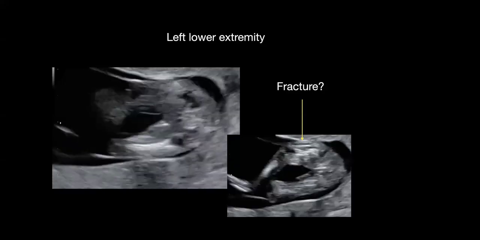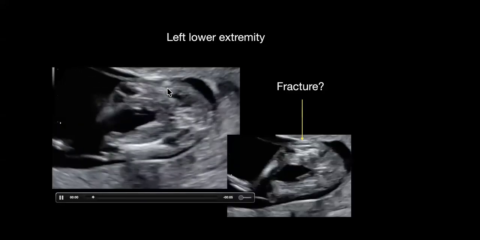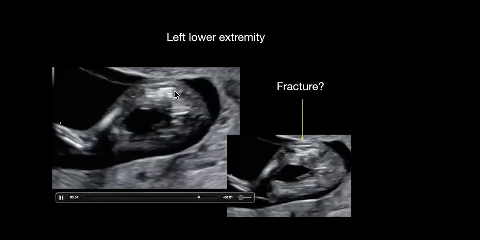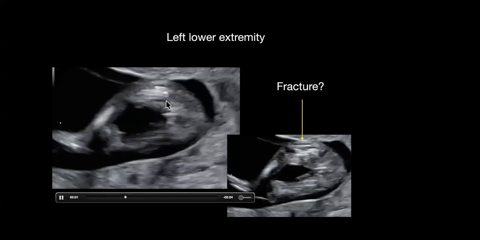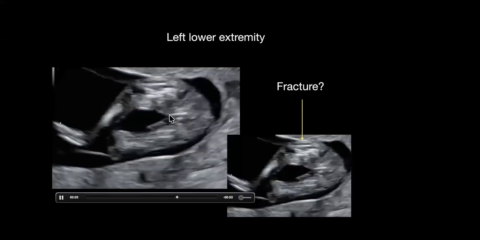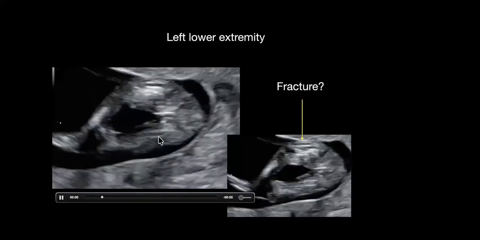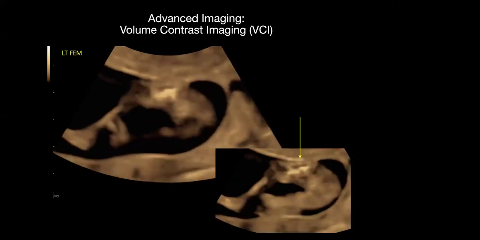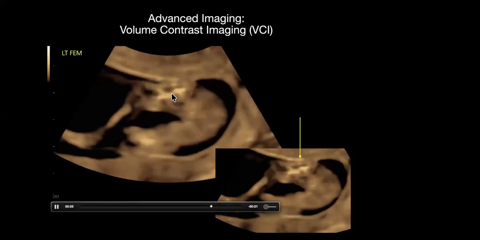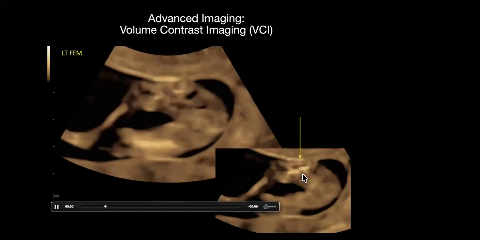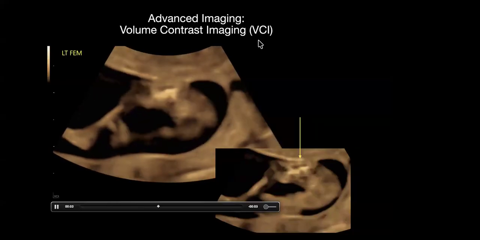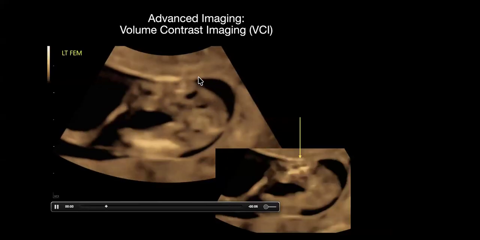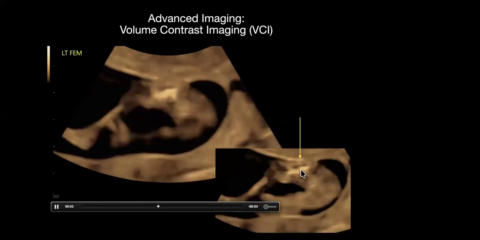As we take a look at the lower extremities, the femur looked a little bit irregular here. And we were saying this could possibly be a fracture because it does not look right in comparison to the right femur. So we, of course, turned on volume contrast imaging, and you could see how you have that large defect on there. And this is where your tools can really help you to confer a diagnosis. So definitely a fracture there.